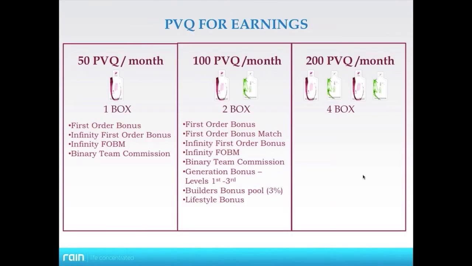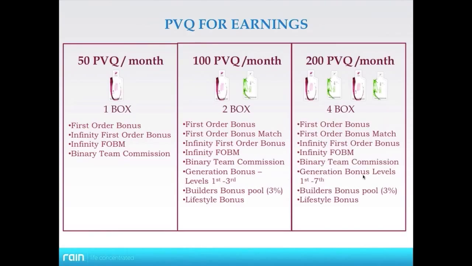Otherwise, everything else is open. So you can see here on the 200 4-box deal, or again, a combination of additional customers, that's everything, including generations 4 through 7 as well. But I want to point something out. These two bonuses I've highlighted in the 100 PVQ requirement are bonuses that people leave on the table.